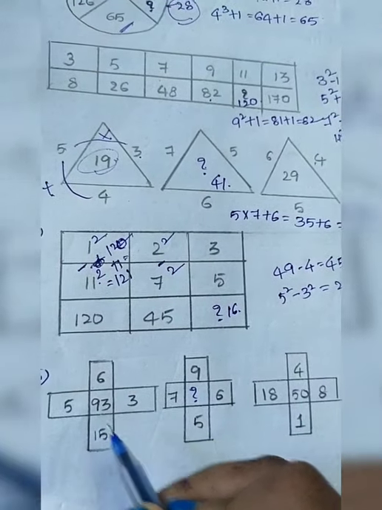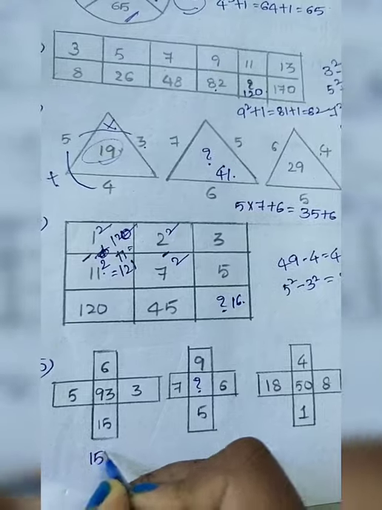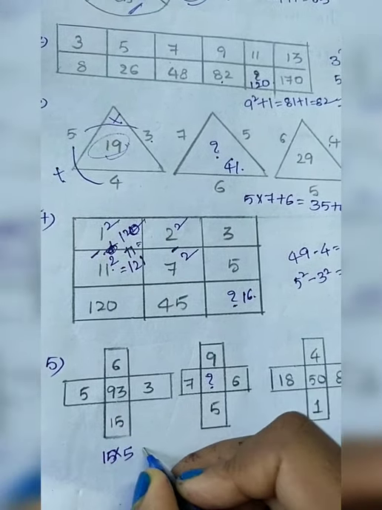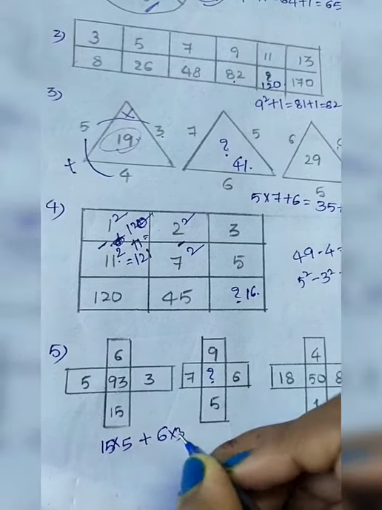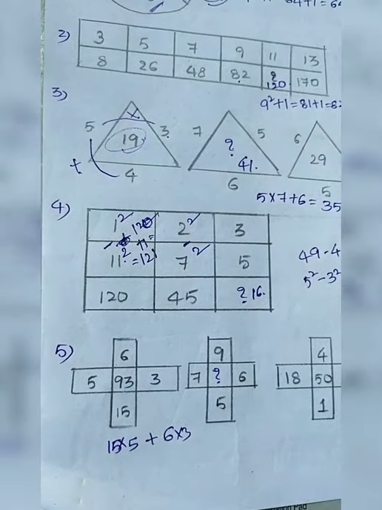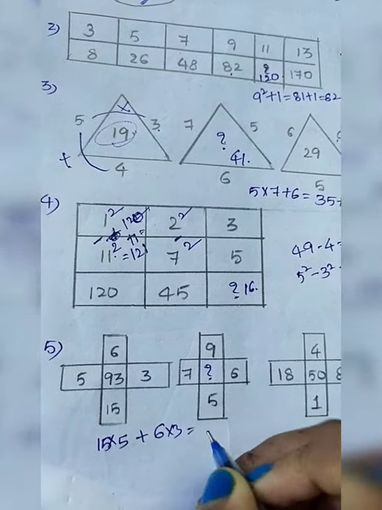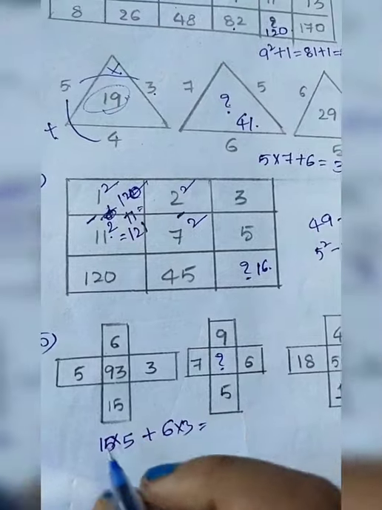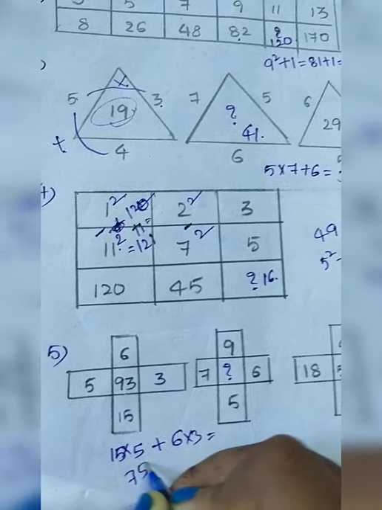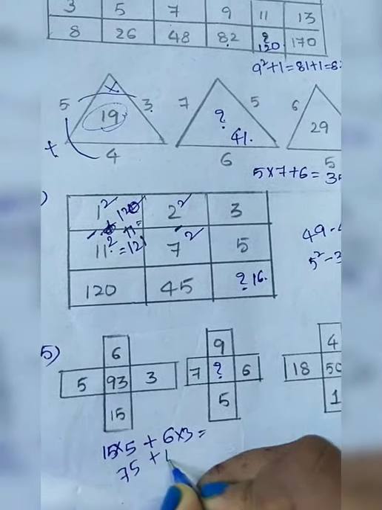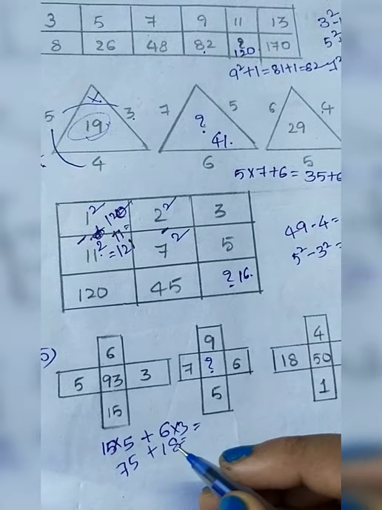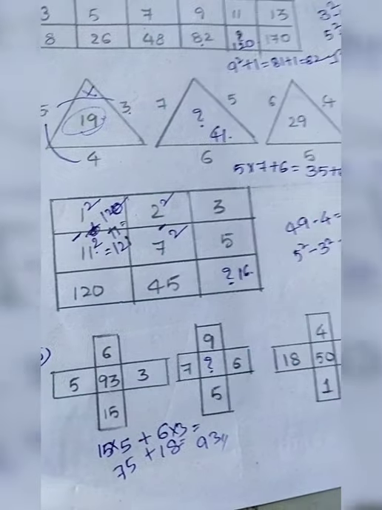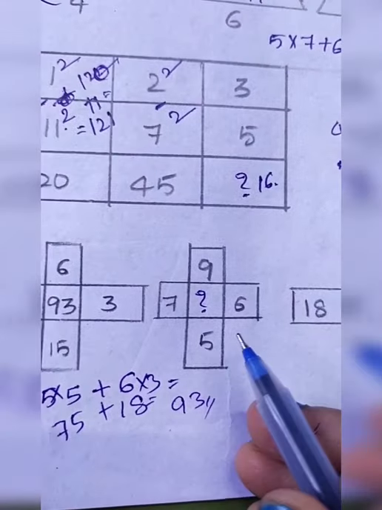That is 15 into 5 plus 6 into 3. Now we'll solve this. So we may get 93 or not. Let's check. 15 5s 75 plus 6 3s 18. So we will get the answer as 93. Yes, so it is applicable. Let's check for this.